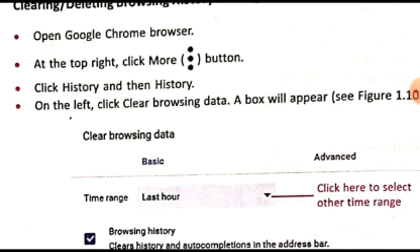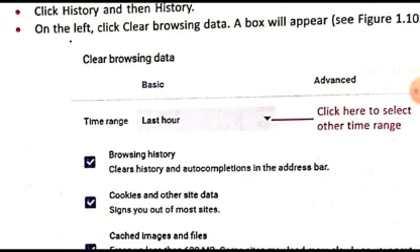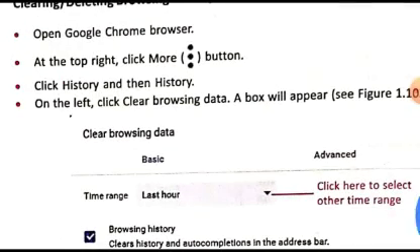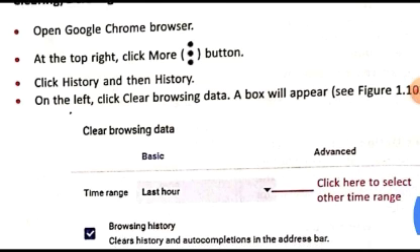When you click on that, a list of options will appear, and then you have to click on History, and then the History option again. Then on the left, click on the Clear browsing data option. Then a box will appear.